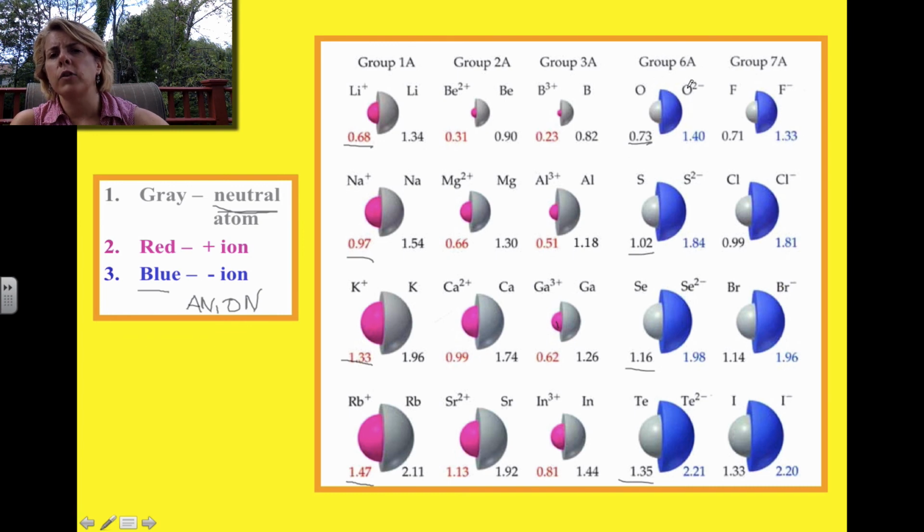Notice for oxygen you need to add 2 electrons, sulfur 2, selenium 2, tellurium 2, whereas with group 7 you're only adding 1 extra one. So the increase isn't as significant.